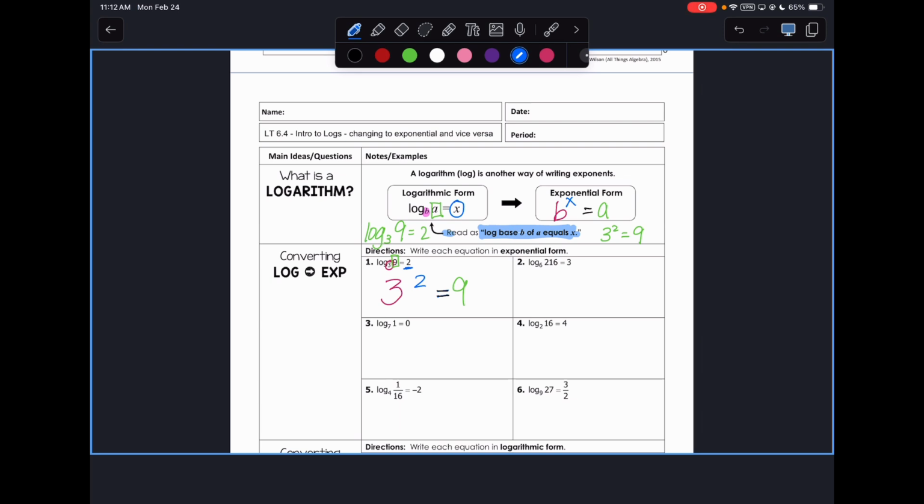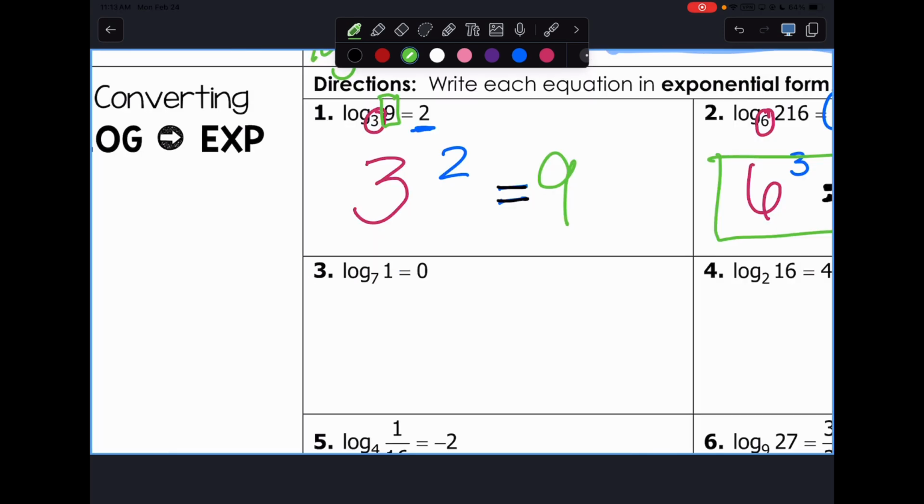Okay, questions so far? Log base 6 of 216 equals 3. Which part is the base to my exponential form? 6. Which one is my exponent, 216 or the 3? The 3 is my exponent. Equals, what's my answer to that exponential form? 216. Let's check on your calculator: 6 to the third power. What do you get? 216.